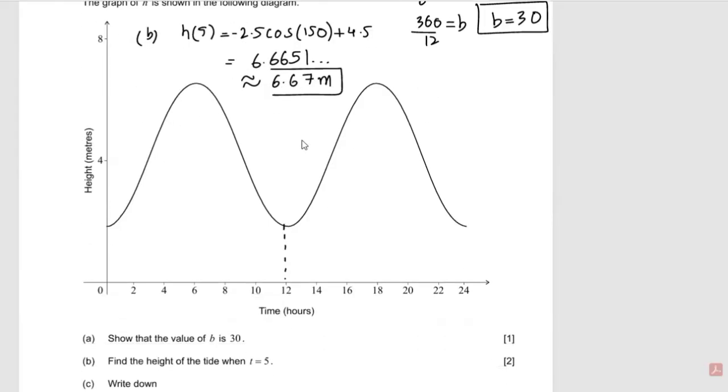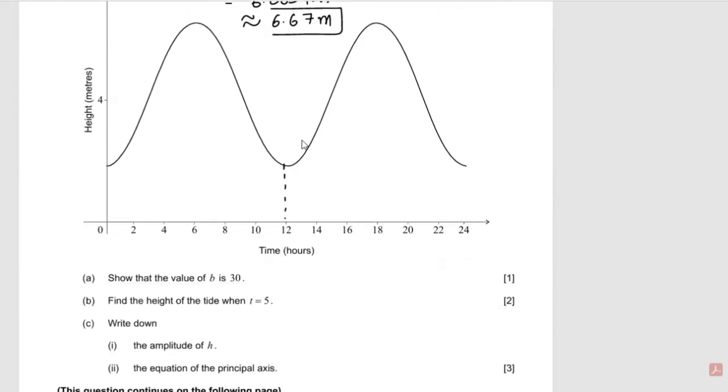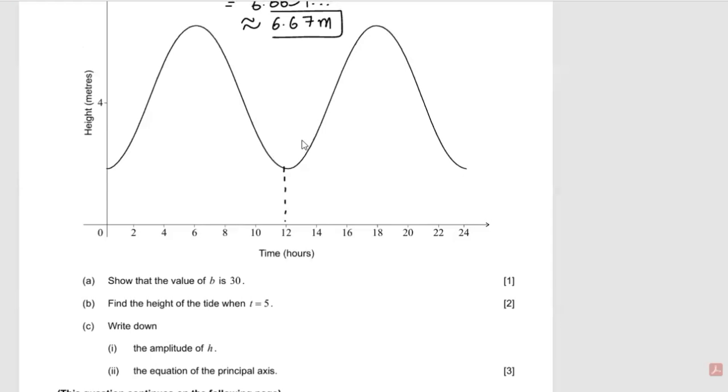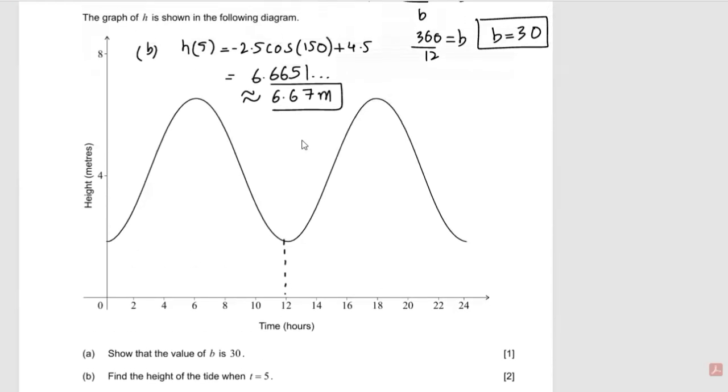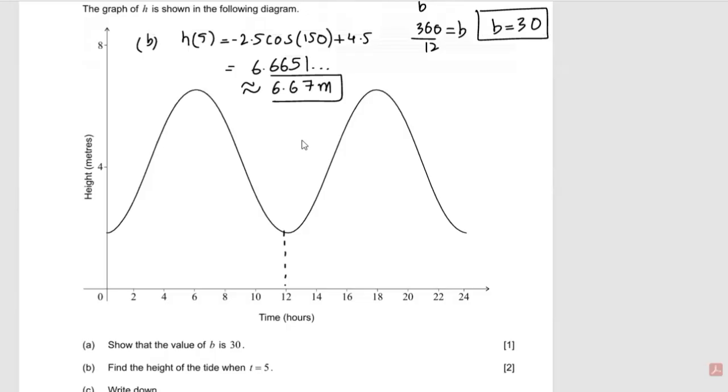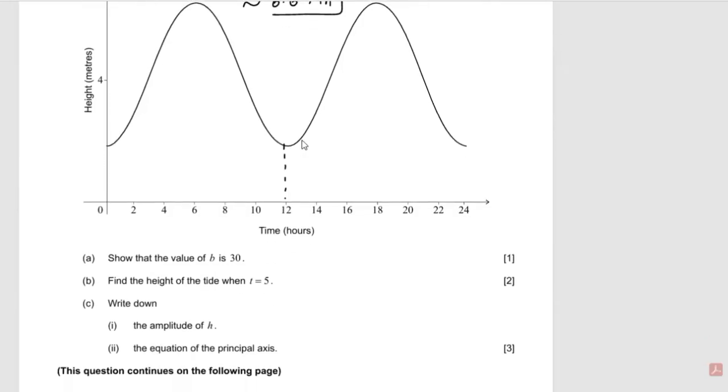Right. Okay. Part C, write down the amplitude of h and the equation of the principal axis. All right, so if you know your sinusoidal functions, you should know that this is the amplitude, 2.5, the coefficient of the cos or the sine function. So h is 2.5, and remember, amplitude is a positive number. That negative is just a transformation, a reflection, the upside down thing, right? So this is it.